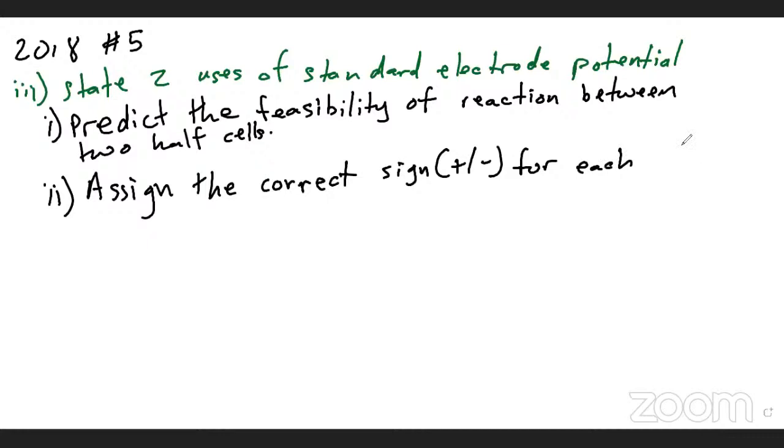Okay, we're going to energetics right now after this. All right, that was that. Then it says consider the half cell. So this is part B now.